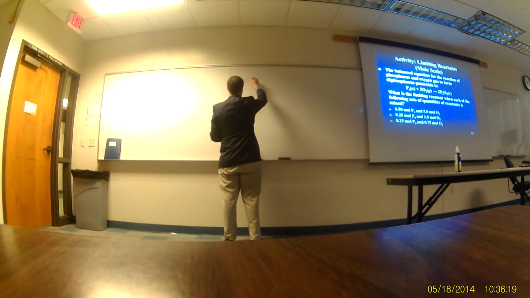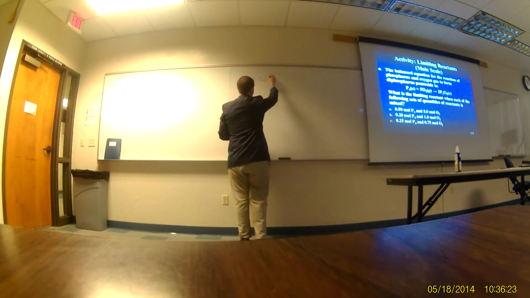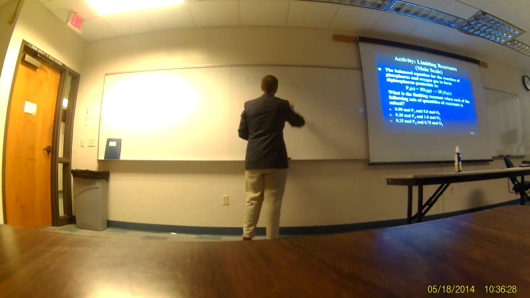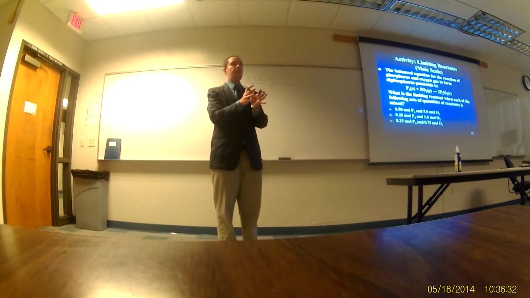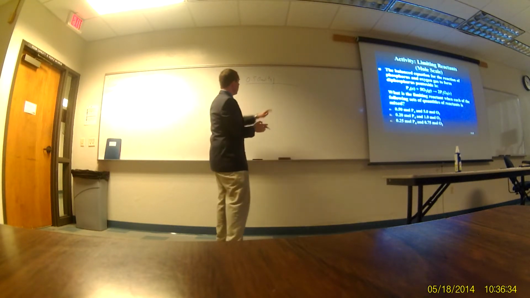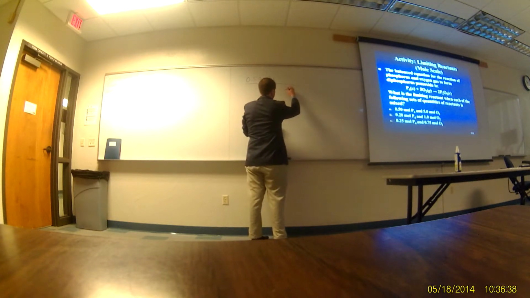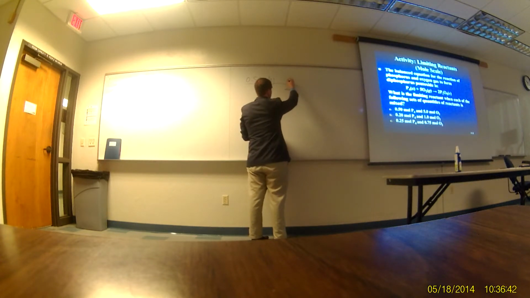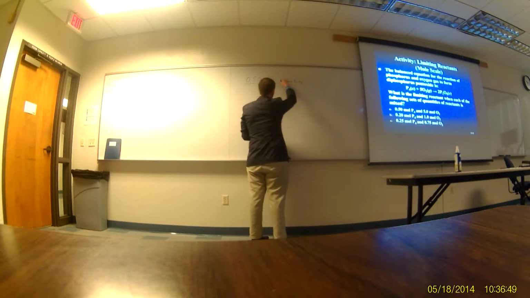I've got 0.50 moles of P4. I'm trying to get to moles of P2O5. I'm just going to do a one-step moles to moles conversion. What unit goes here? Moles of P4. And what goes up top? Moles of P2O5. What number goes here?